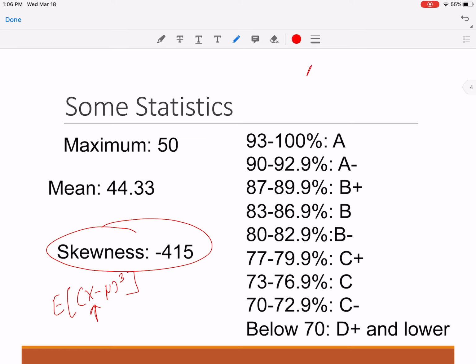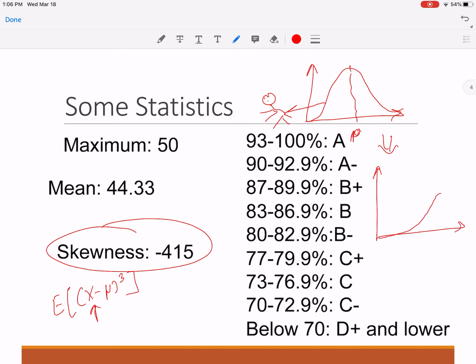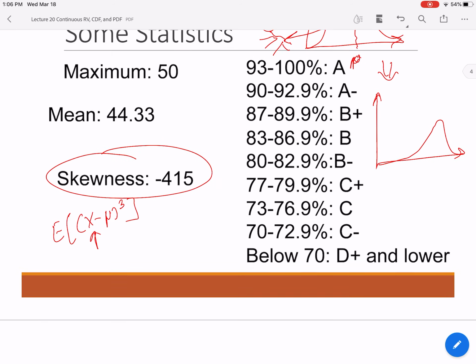So consider a normal distribution for now. In an ideal world, this is going to be the distribution of the marks, which is perfectly symmetric about the mean. But there are a few marks in the class that are far less than the mean, that are trying to pull the distribution this way. And because of that, the shape of the distribution will be something like this, isn't it? Are you guys convinced? Let me give you some more statistics here.